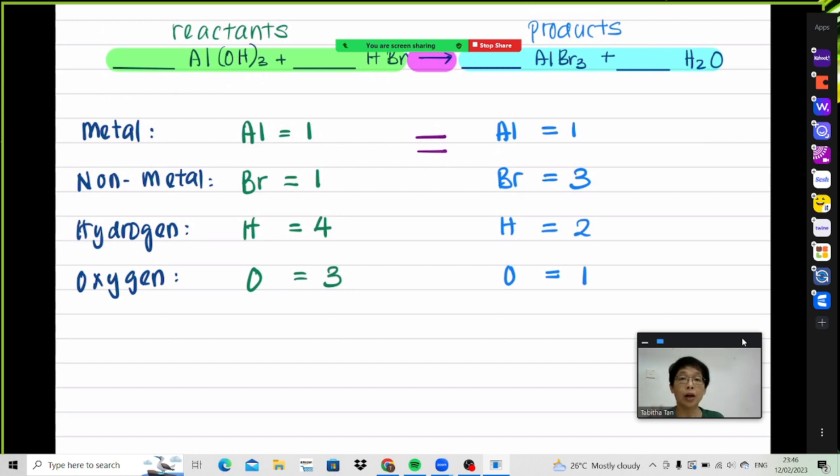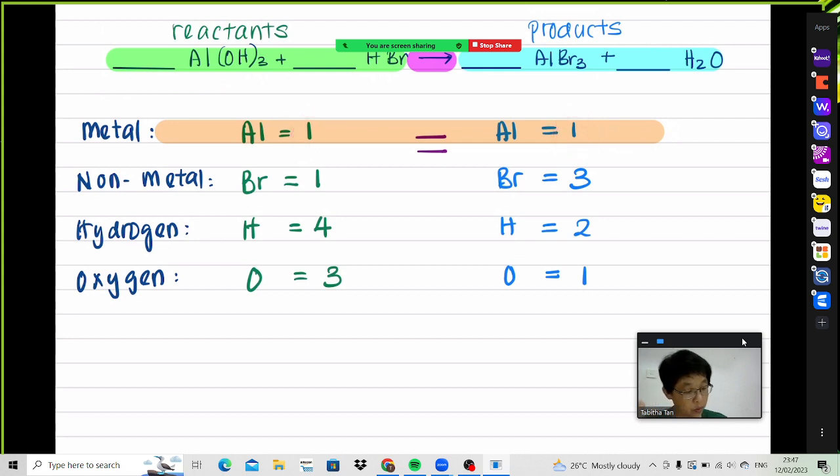Okay, so now once you finish with the listing, then you can start to work on the balancing. I'm going to use another highlight to show. We will go from the top of the list. We're going to balance metal, followed by non-metal, followed by hydrogen, followed by oxygen, and so on. Let's focus on the first one, aluminium. At this step, it looks like they are perfectly happy now, right? They are perfectly happy because the reactant got 1, product got 1.